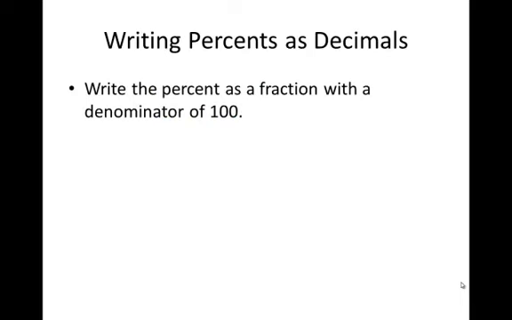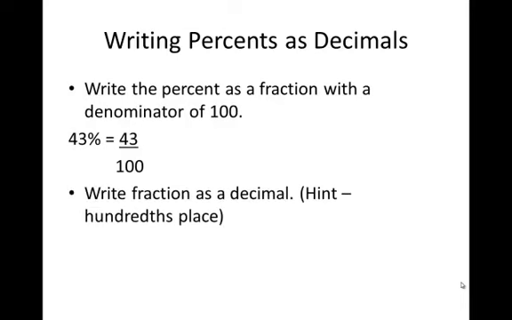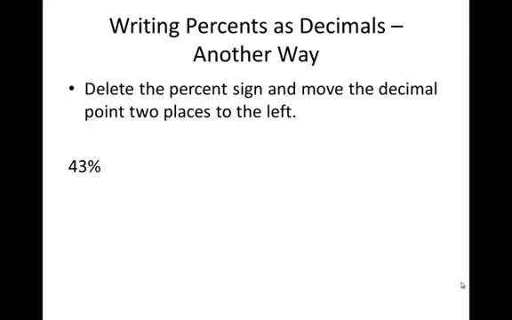Writing percents as decimals. Write the percent as a fraction with a denominator of 100. So 43% would be 43 over 100. And put it in the hundreds place. So 43 over 100 would just be 0.43. So it's pretty easy to write it as a decimal.